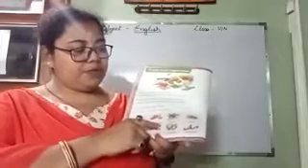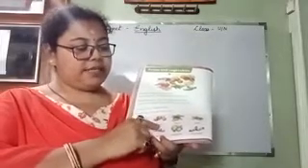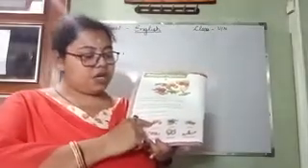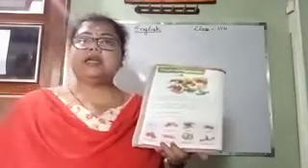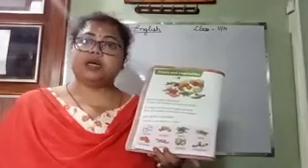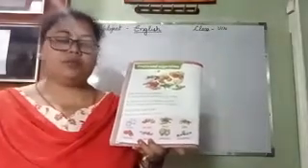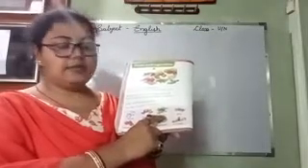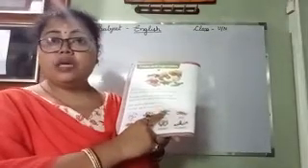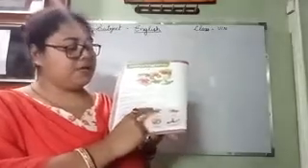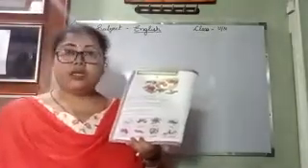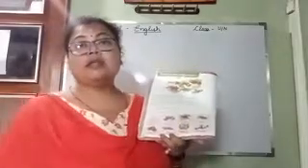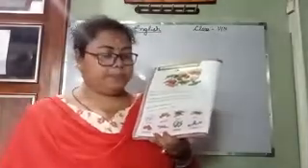Next one is potatoes. P-O-T-A-T-O-E-S, potatoes. See, how many potatoes are there? 1, 2, 3, 4. And they are all brown in color. Then beans: B-E-A-N-S, beans. What is the color of the beans? They are green in color. And how many? 1, 2, 3, 4, 5, 6, 7. There are 7 beans.